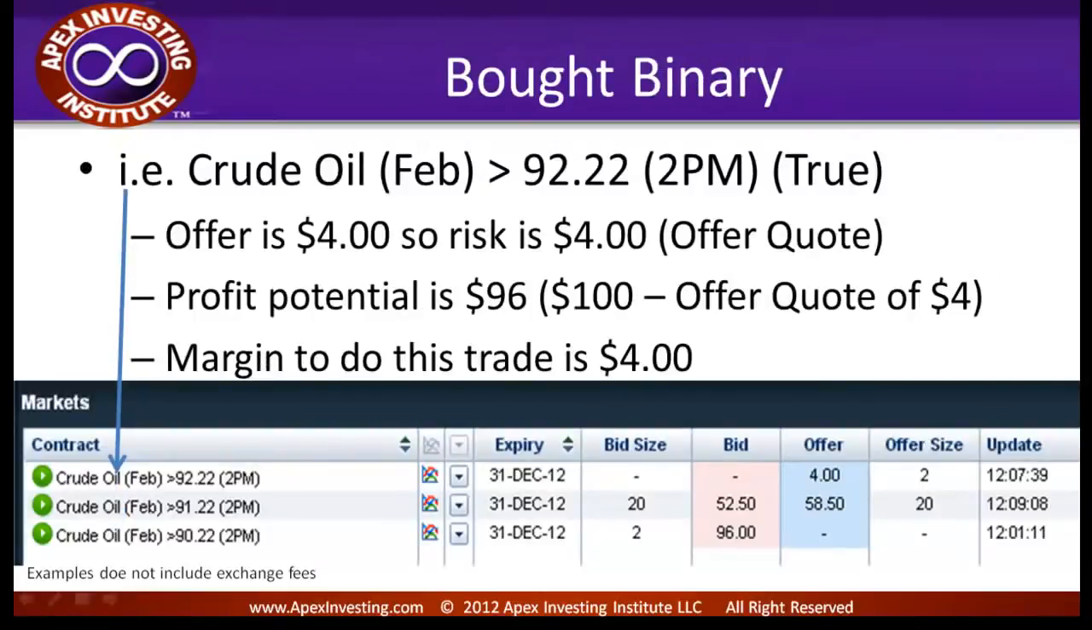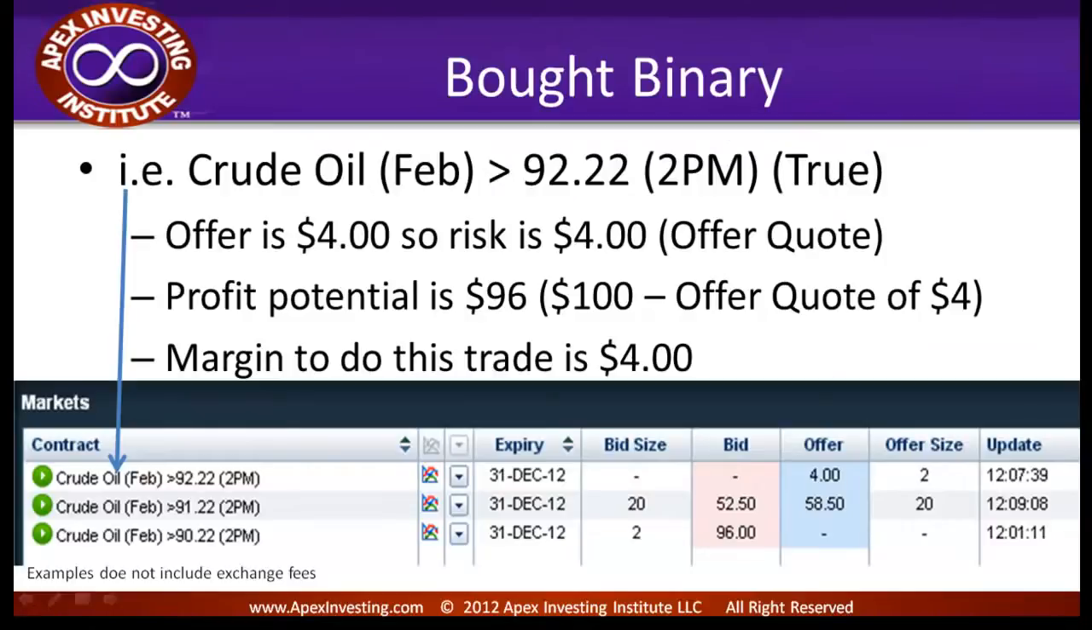All right, so let's take a look at an example if you bought a binary. What we're looking at is we bought this binary right here for $4, and again, by buying, we're saying the statement is true, which is that crude oil February contract will be greater than $92.22 at 2 p.m. Well, the offer shows us our risk when we're buying. So $4 risk. The profit potential is $96 because every binary is worth $100. So $100 minus an offer quote of $4 shows us our maximum profit potential. The margin to this trade is going to be our risk, which is $4, for the potential to make $96 on the trade.